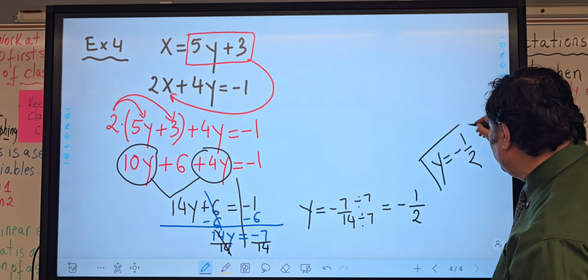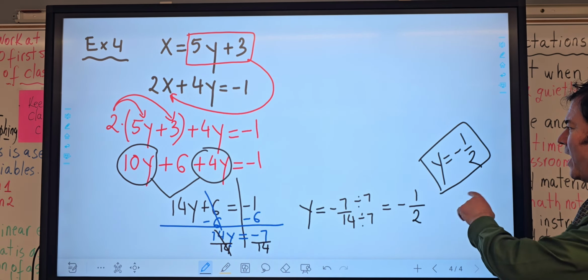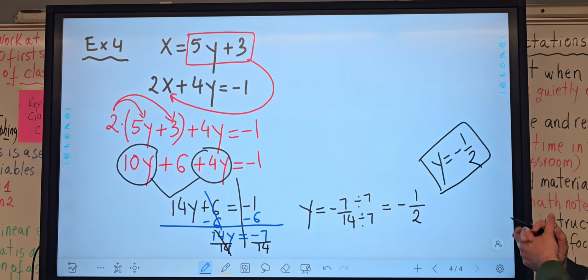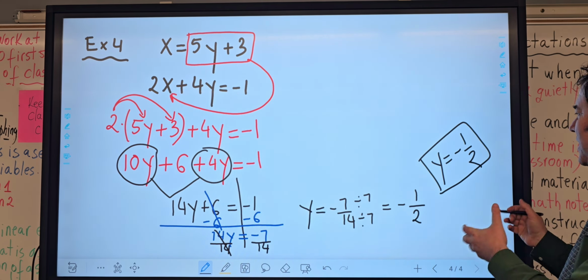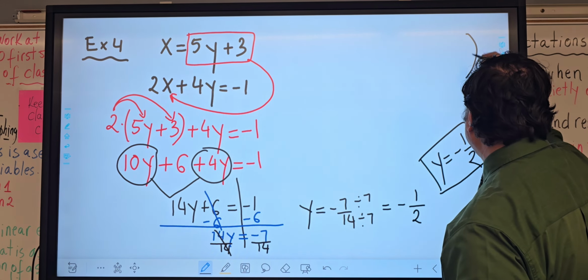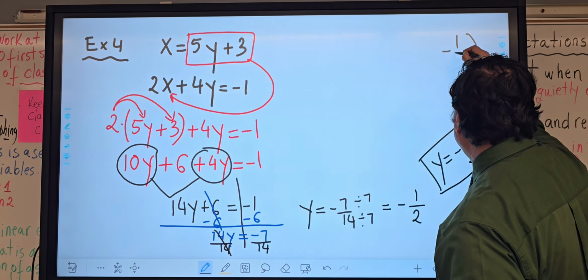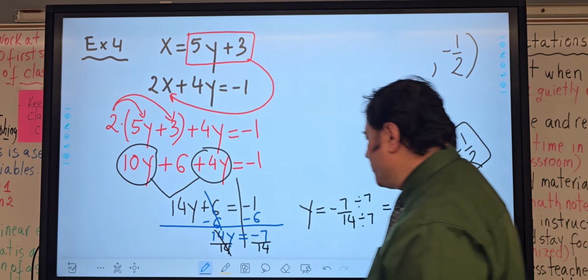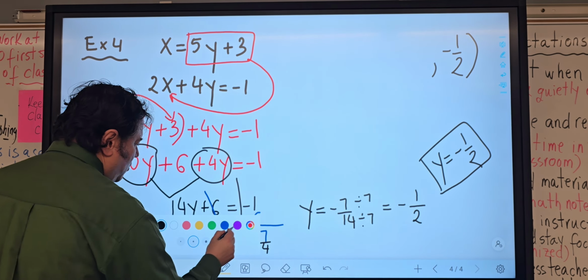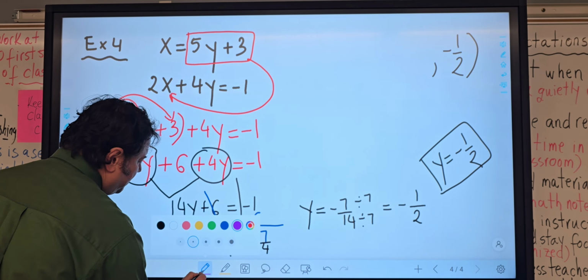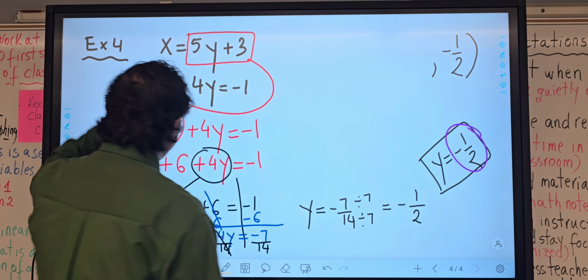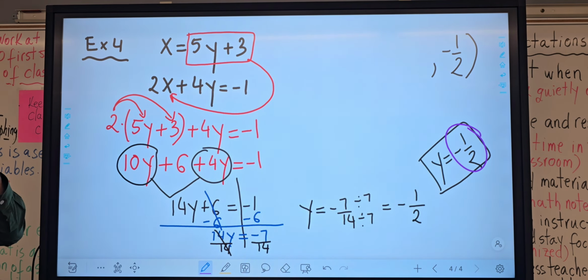We find out that in this case, y is a fraction, but that's okay. It's okay to have a fraction in the answer. So now we got the y. Y is -1 over 2. Now we got to find the x. So in order for us to find the x, we need to substitute now the value of y, which is -1 over 2, into one of the equations for us to find the x.